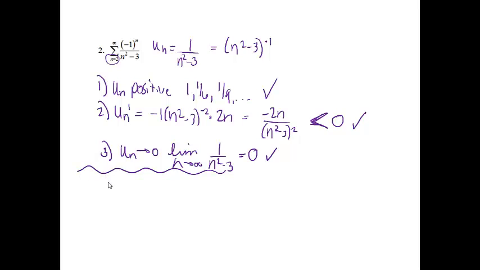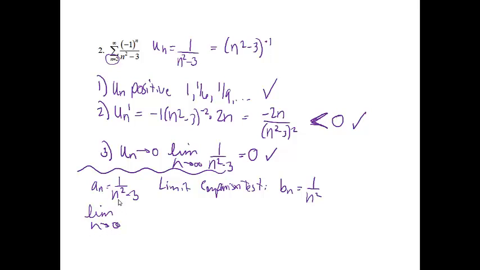So I'm going to go back to looking at my u sub n, and actually I'm going to change that to a sub n just because we've got n squared minus 3. I believe I'm going to do a limit comparison test on this one. So I'm going to let b sub n equal 1 over n squared. I'm just trying to simplify that just a little bit, taking the same power, just dropping the minus 3.